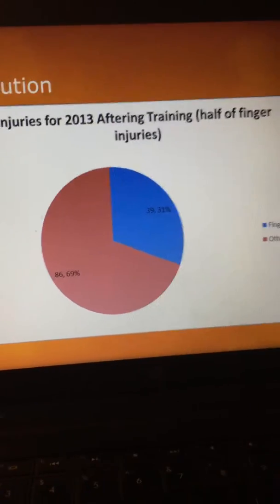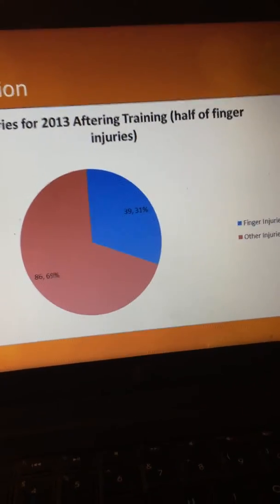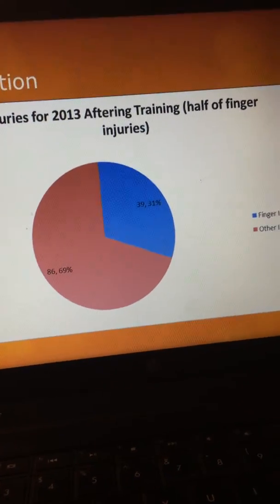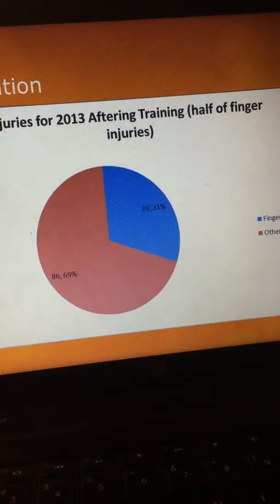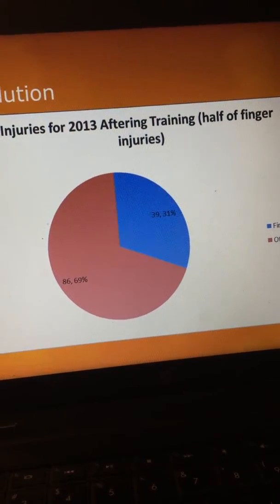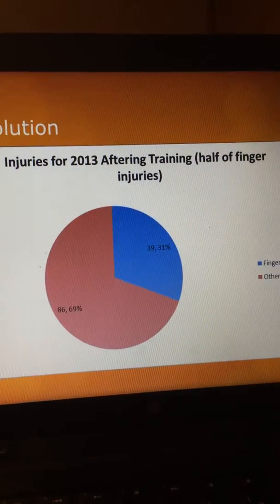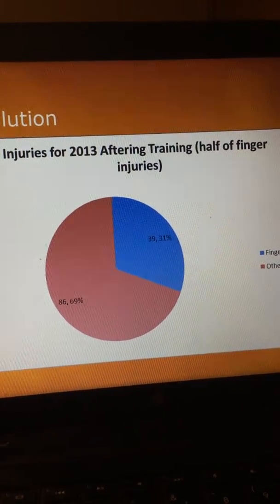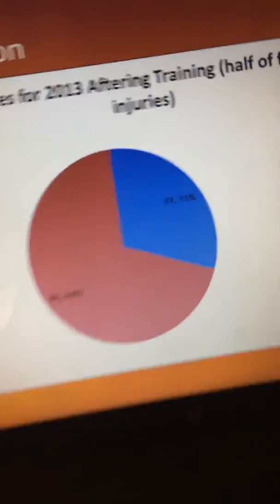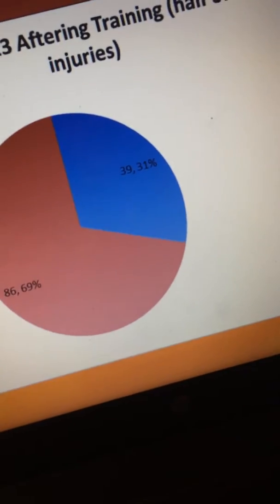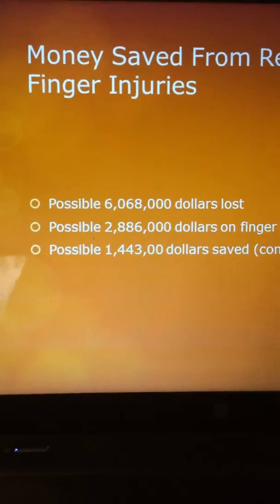So let's be modest here and say that we do the training and only half of the finger injuries are reduced. So that is 78 finger-related injuries divided by 2, which is 39. Okay, that's 31% of the total now. But let's just say it goes there. Now let's talk money real quick.